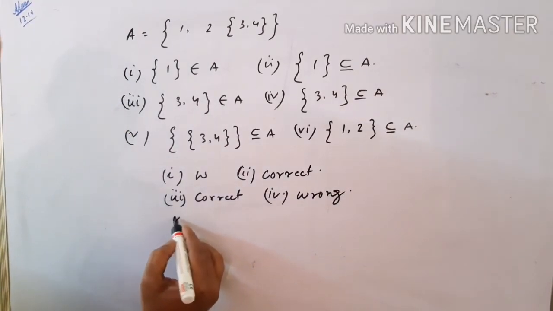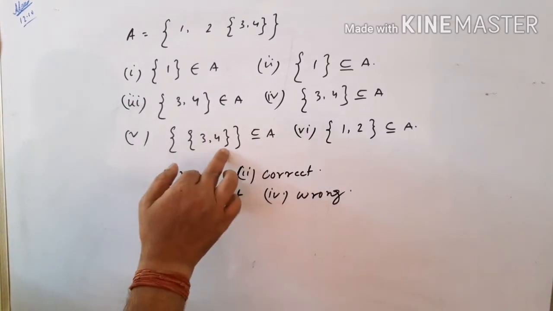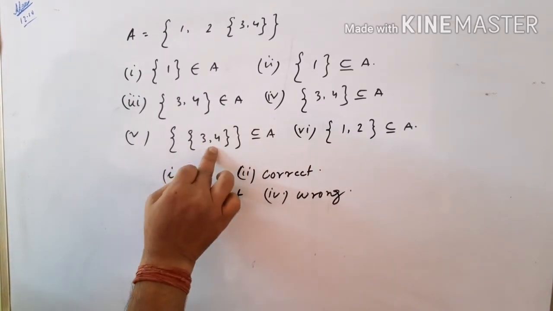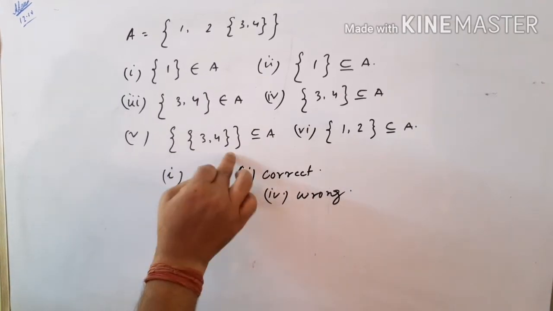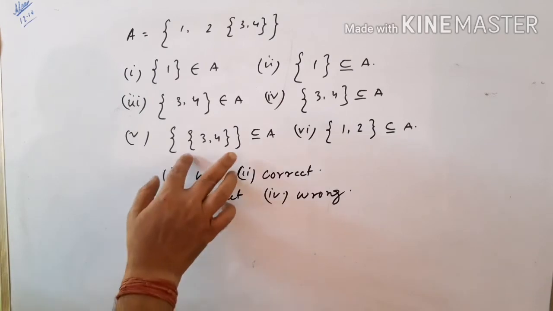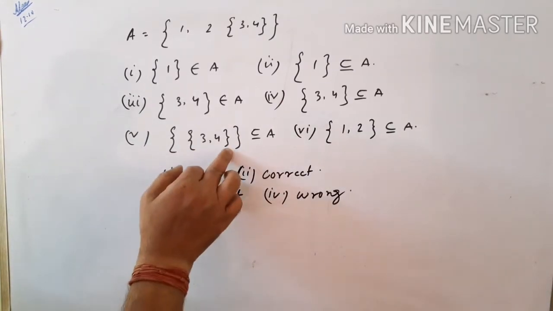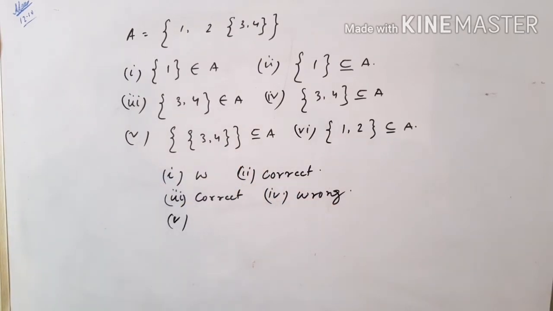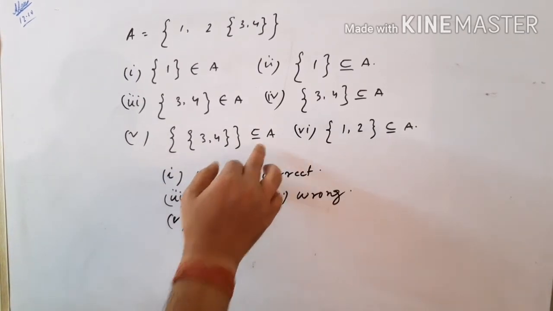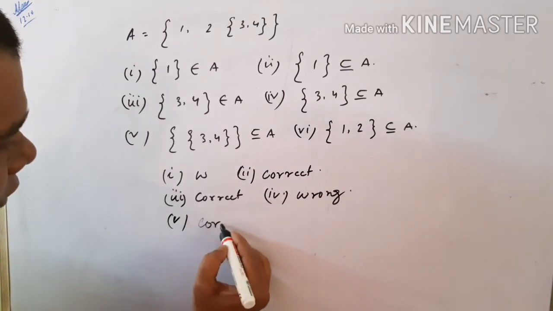Next, number 5. See that {3, 4} is an element and the element is enclosed within a bracket. That is, when an element is enclosed within a bracket, it becomes a singleton set, and the singleton set is obviously a subset of A. Therefore, this one is correct.